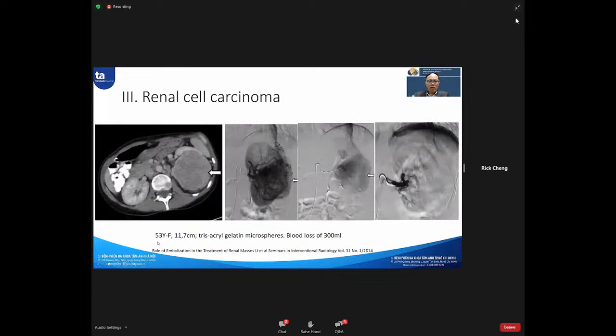And another case, a 53-year-old female has an RCC on the left side with a diameter of about 12 centimeters. They did embolization with trisacryl gelatin microspheres, and after that, with observation, she had an indication for nephrectomy, and during the surgery the patient had a blood loss of only 300 ml, so it did not need blood transfusion during the surgery.